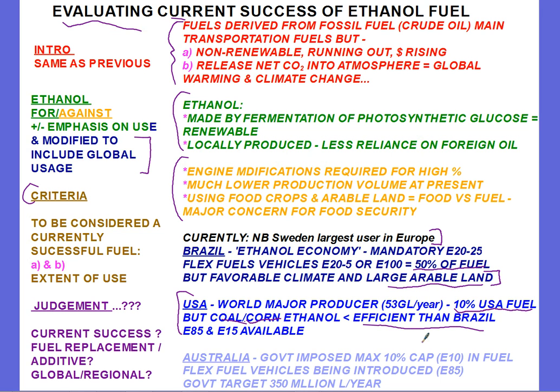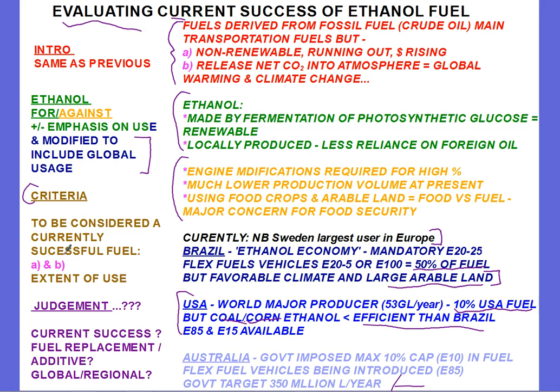In Australia, there's a government-imposed maximum 10% cap of E10 in fuel. There are some flex fuel vehicles being introduced to use E85 fuel, and the government's got a target of 350 million litres per year of ethanol use. So compared to Brazil and USA, we're not really a major competitor, but we do have a plan for ethanol.